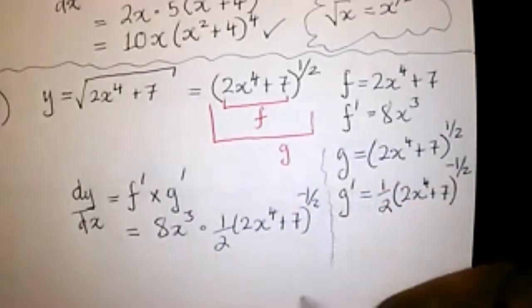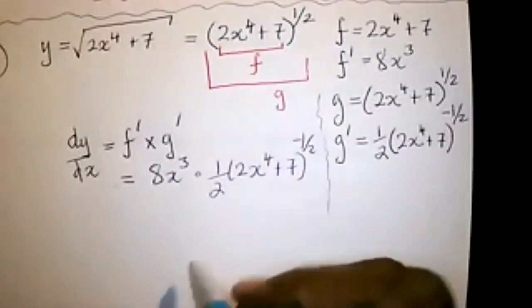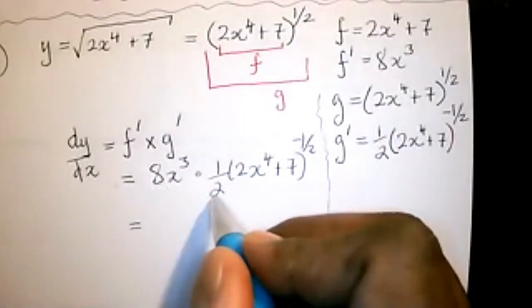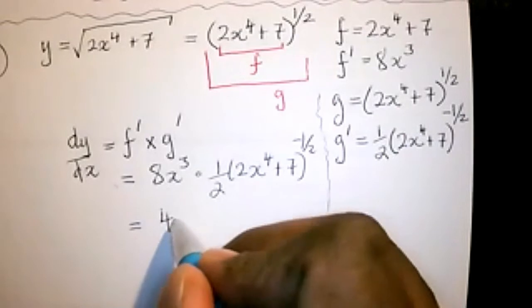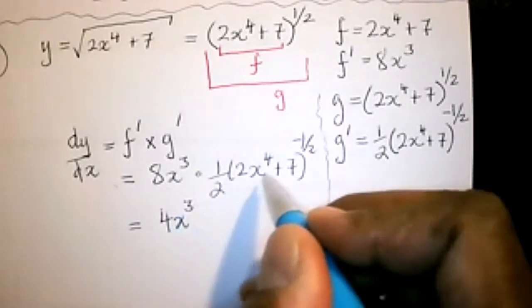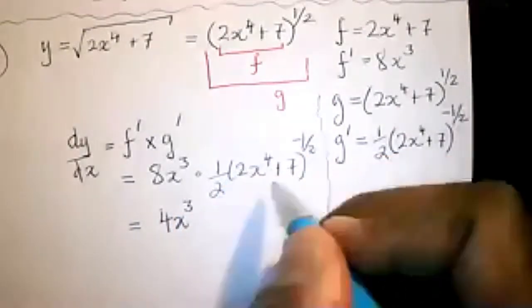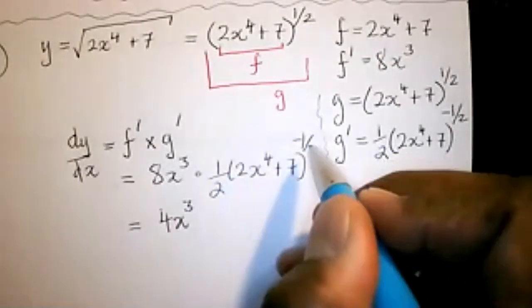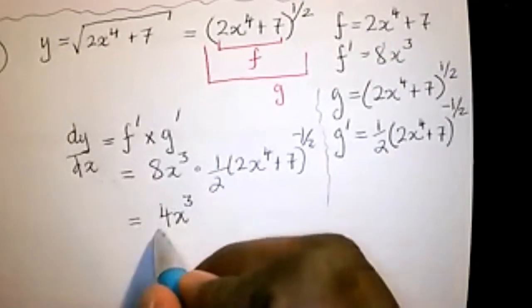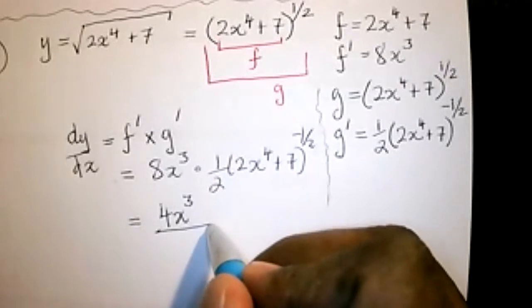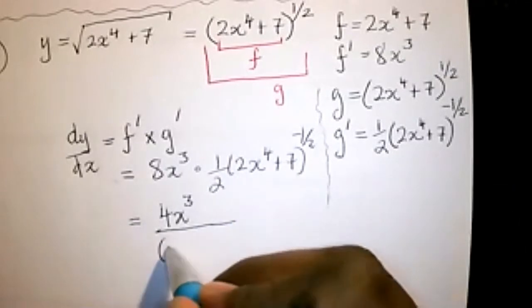So let me just do this to show the demarcation. Right, so 8 divided by 2 is 4. Then we've got x to the power 3. Now notice here that this is a negative power. So in order to make it a positive power, I can bring it down to the denominator.